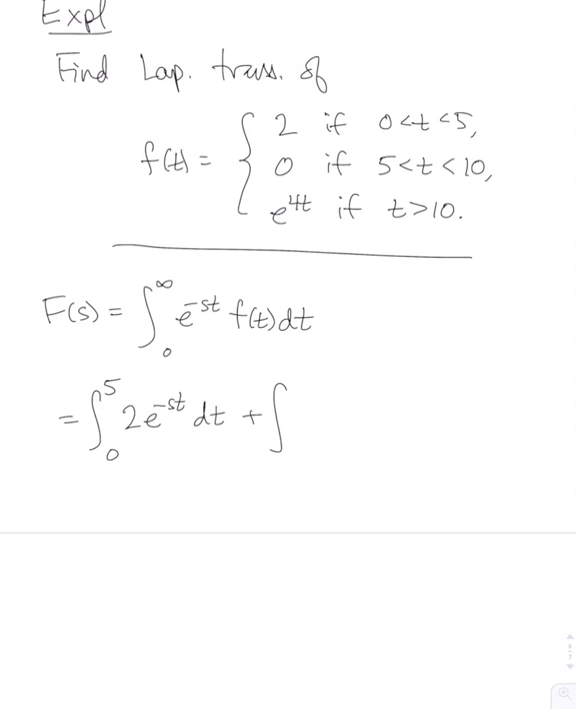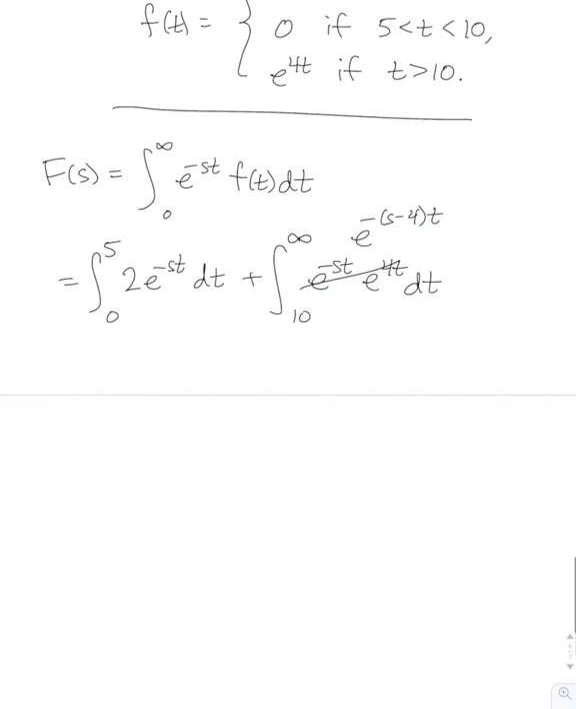So the final piece would be as t goes from 10 to infinity. And then what do we have? We have e to the negative st, and then f is e to the 4t. And this integrand can be simplified to be written as e to the negative s minus 4 times t. Okay. So now we have to evaluate those two integrals.